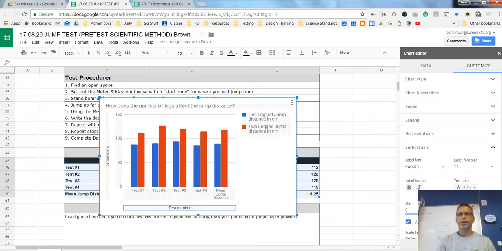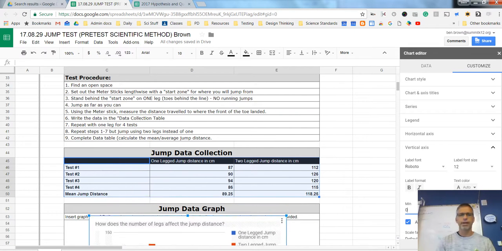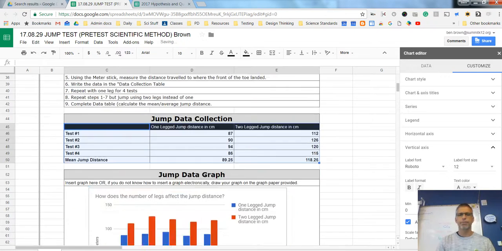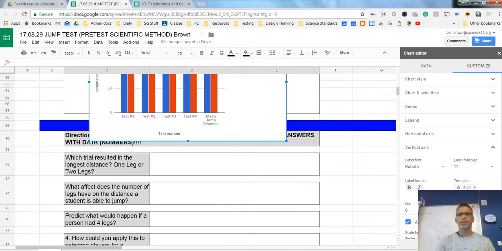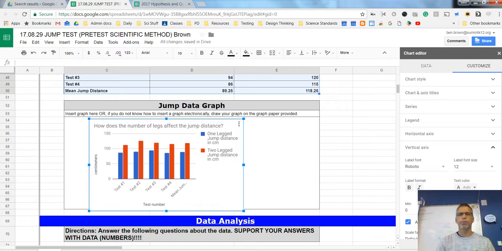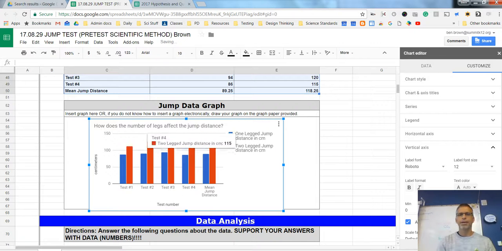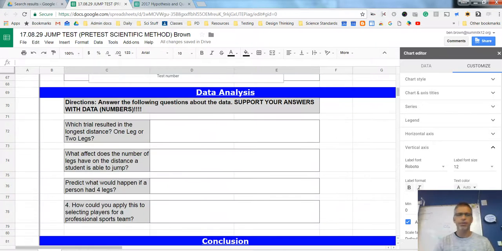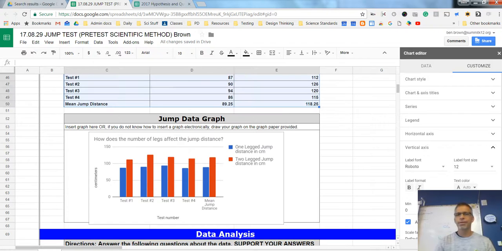I'm going to take this chart, I'm going to drag it down into the jump data graph. I'm going to size it to the size that I want for this lab report so that people can read it easily. And then if you have time, after you've completed your data analysis and after you've completed your chart and your data table and you've answered all the questions below, you can even have some fun.